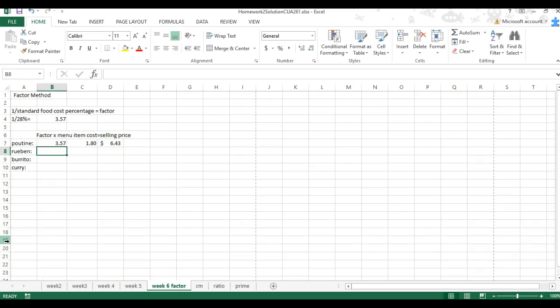Okay, so the formula for the factor method is 1 divided by the standard food cost percentage. So that information is already in the sheet, what our standard is. For this example, I chose to use 28%. So 1 divided by 28%, and then I threw it into Excel. Let Excel do the work for you. Just equals 1 divided by 28%. Now that percent is very important. If you do not put the percent in, you're going to get the wrong number. Or you need to change it all the way to a decimal form, which would be 0.28.